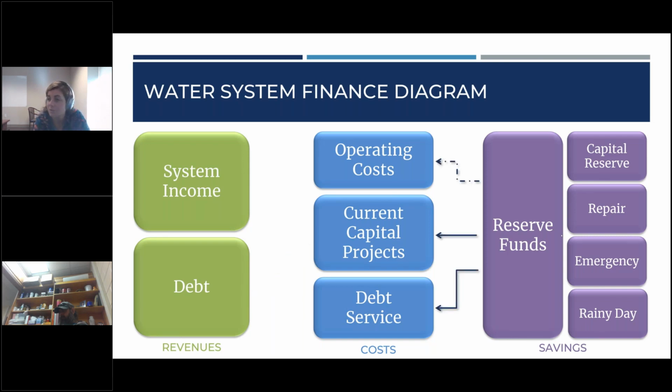Your reserve fund is also pretty flexible. So it's again that kind of savings account. It could go towards current capital projects. It could go towards paying those debt service payments. We've got this dotted line towards operating costs. We typically don't recommend using your reserve fund to cover your operating costs, but in the times of revenue shortfalls, depending on how you've set up your reserve fund, it could be used for those purposes as well.